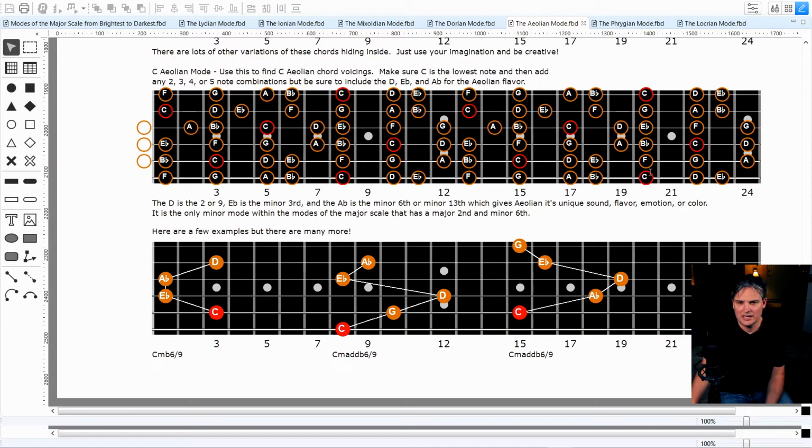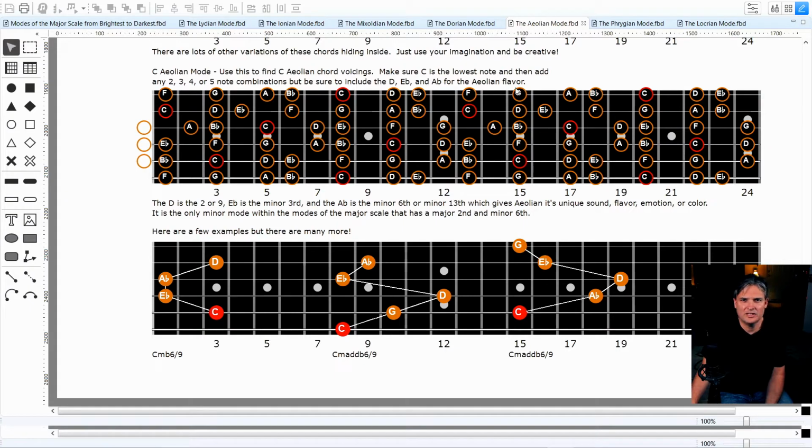Now to create a modal voicing for Aeolian, okay, it gives you the instructions right here: make sure to include the D or the 2, the E flat, which is the minor third, and the flat 6 or the flat 13, and that's what's going to give you the Aeolian flavor.